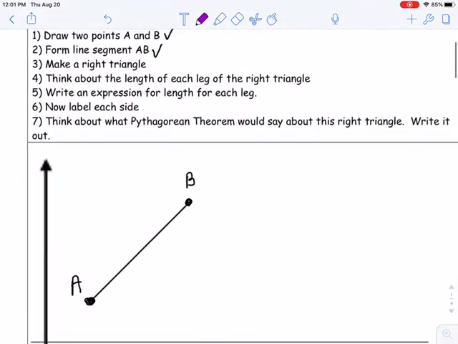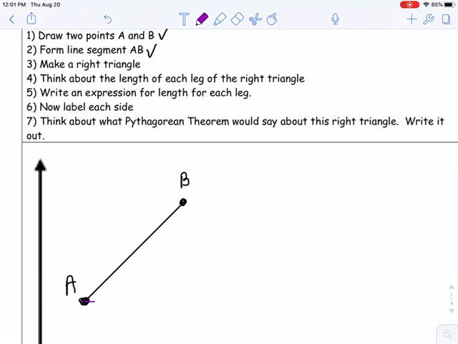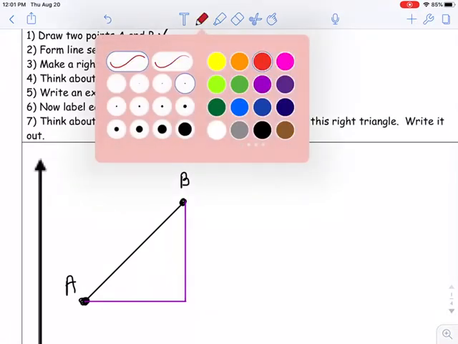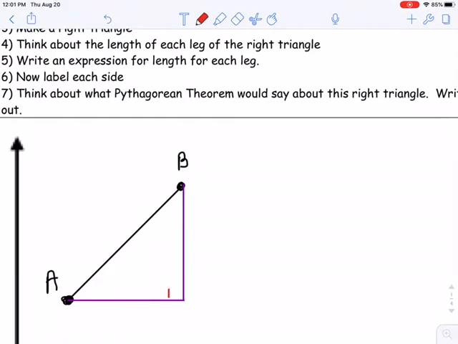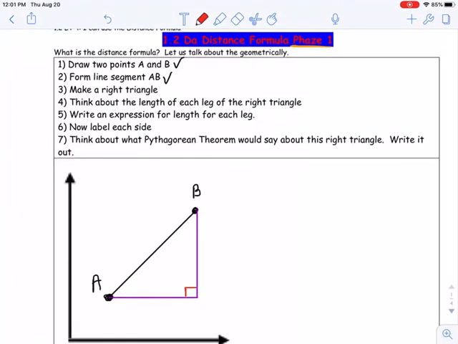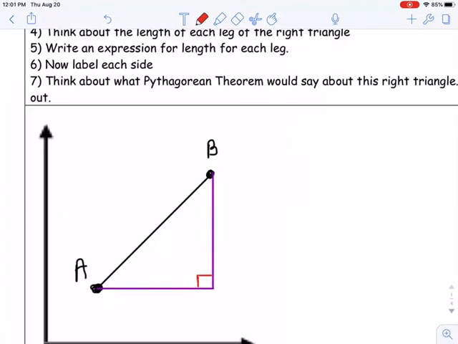Use purple. All right. Perfect. And remember, in math, I can't be certain that this is a right angle until I see that little box. All right. And I got a little excited. Let's rewind a little bit.